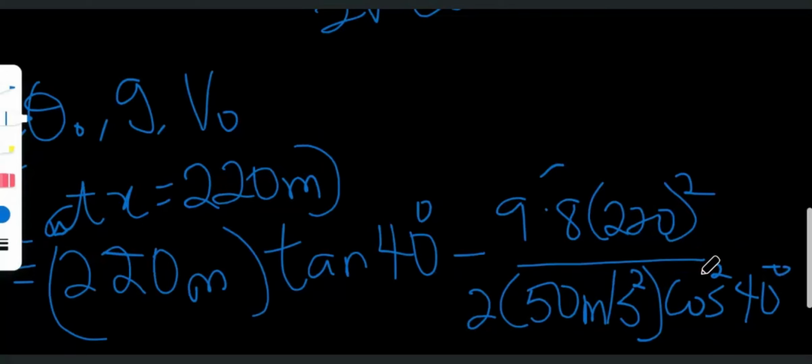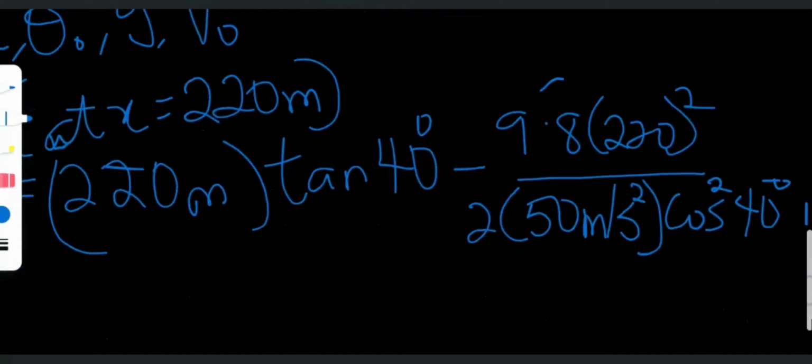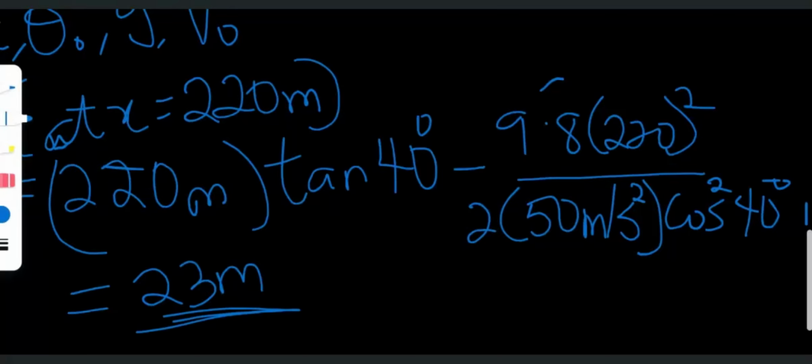So by the time we calculate all this together, what we'll have will be 23 meters. So that will be the value for y of 23 meters. So therefore, the height is actually less than the height of the castle. So once it hits the wall, it's going to be less than the height of the castle, because the height of the castle is 30 meters, but we got 23 meters.